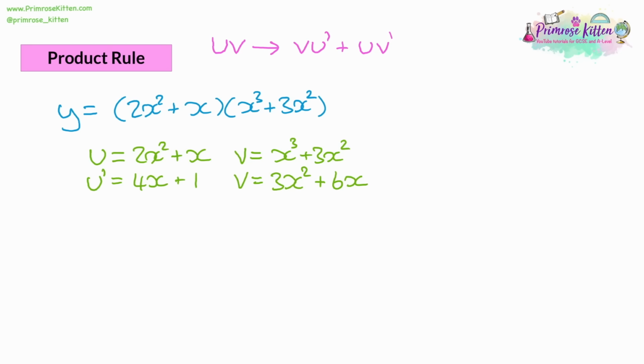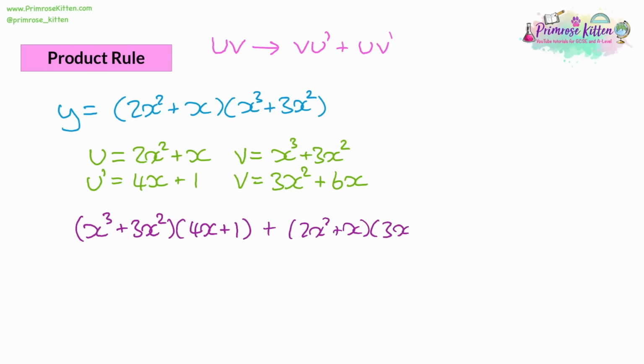So now we just substitute. So we want v times u dash. So v is x cubed plus 3x squared. And we're going to multiply that by u dash, which is 4x plus 1. We're going to add to that u times v dash. u is 2x squared plus x. And v dash is 3x squared plus 6x.